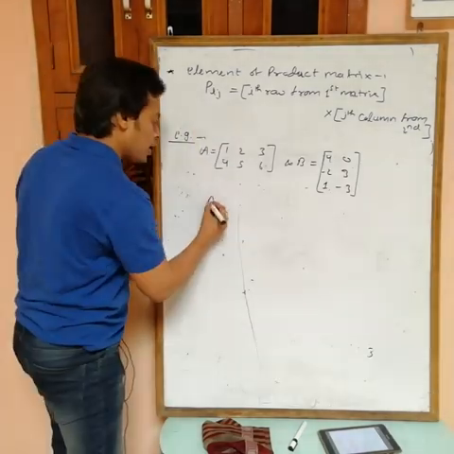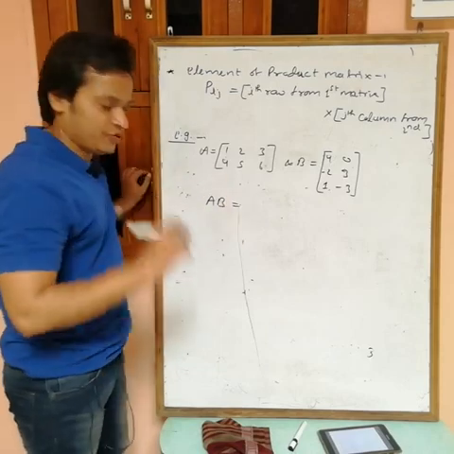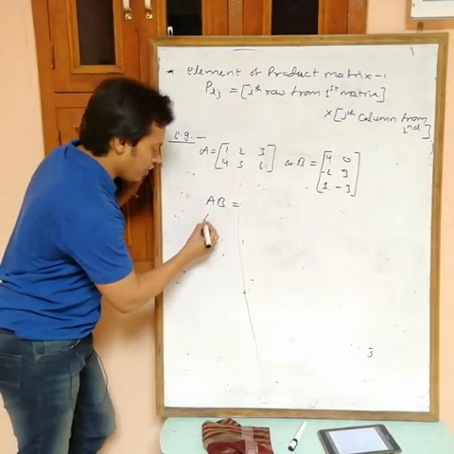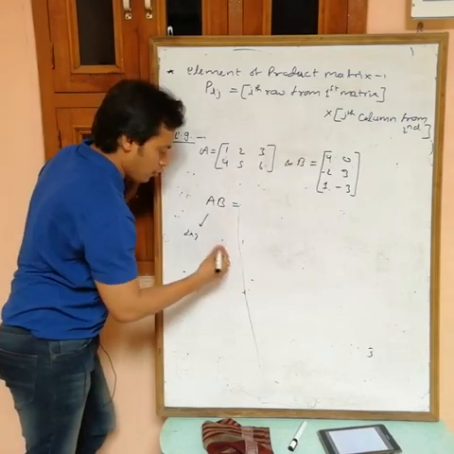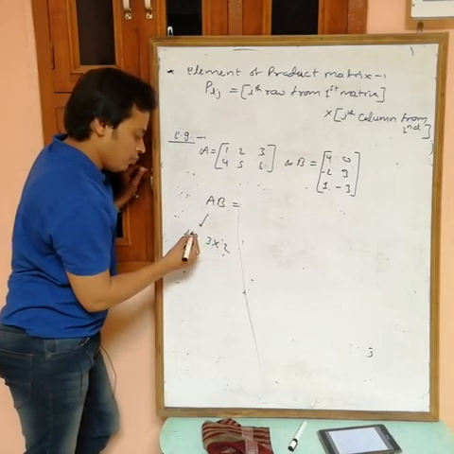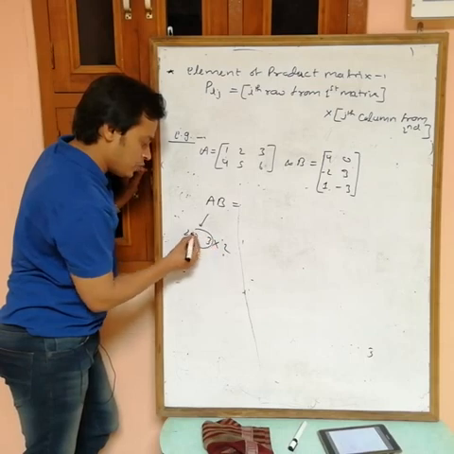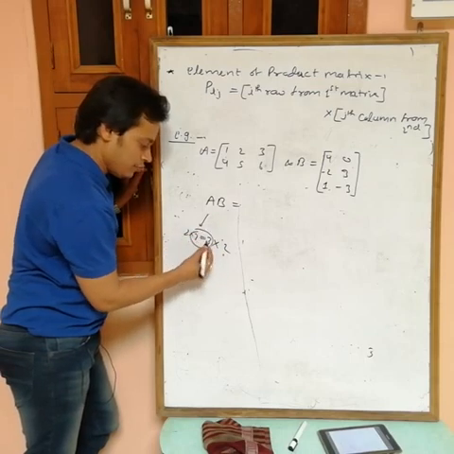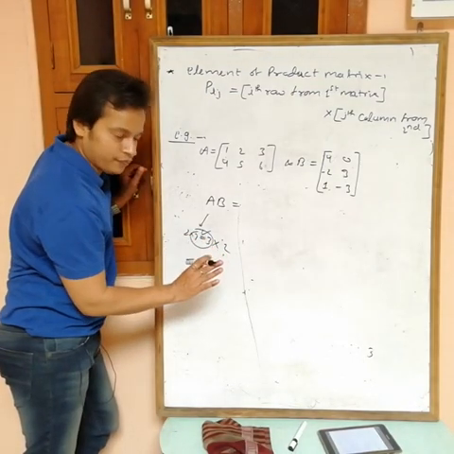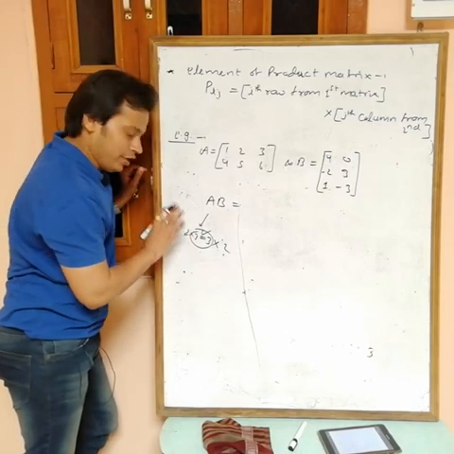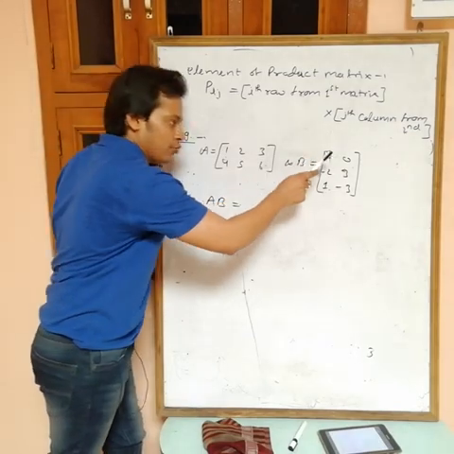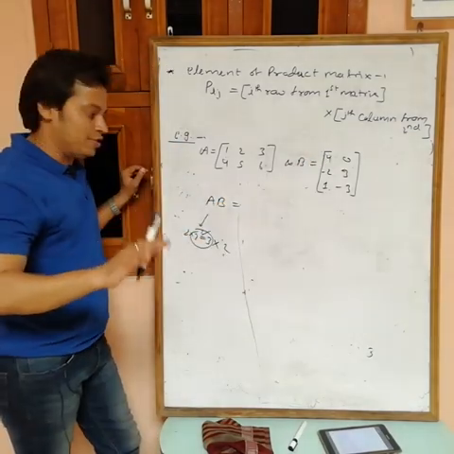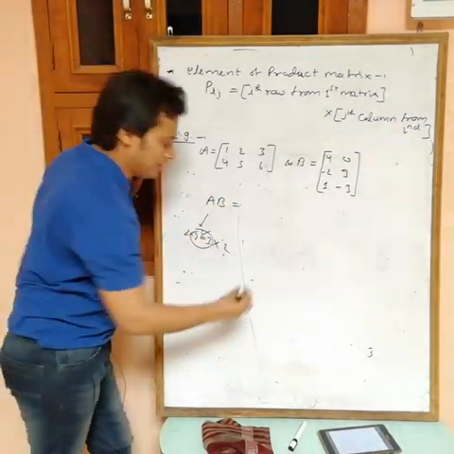First check whether AB is defined or not. How to check? The order of A is 2 by 3. The order of B is 3 rows and 2 columns. The number of columns of A must be equal to the number of rows of B. It means these two must be same. So okay, these are same. It means the product is defined. The number of columns equals the number of rows, so A into B is defined.